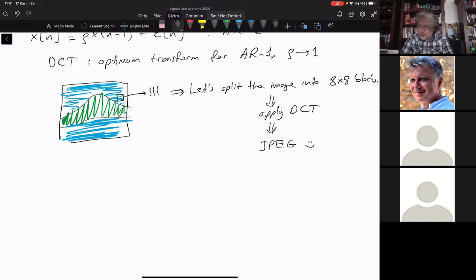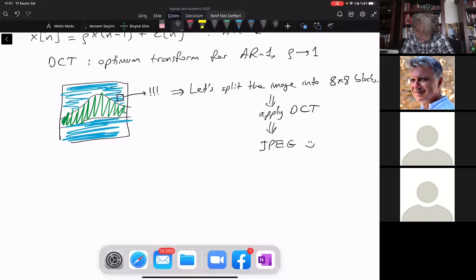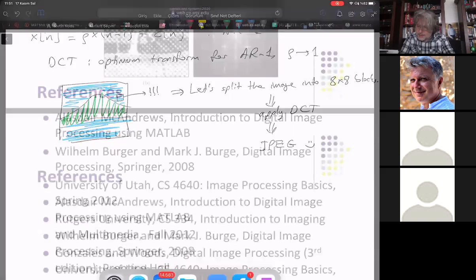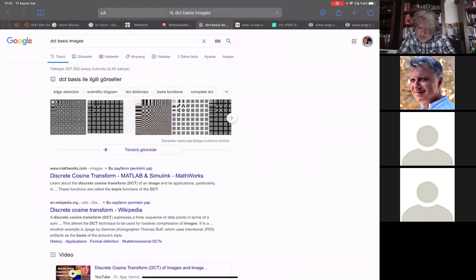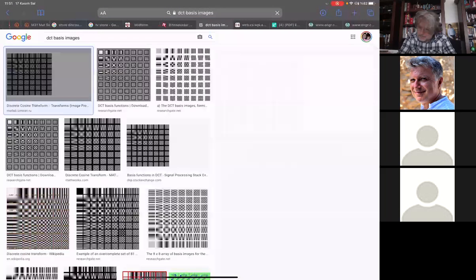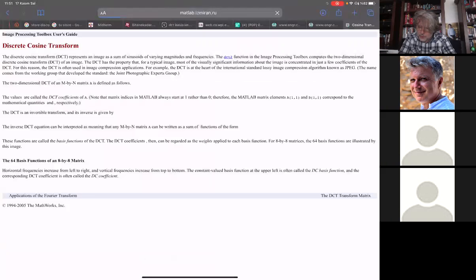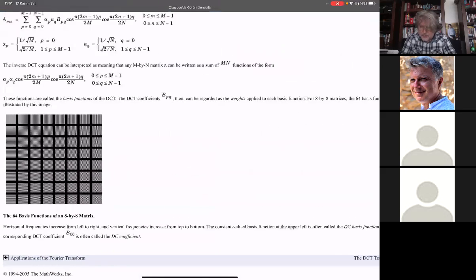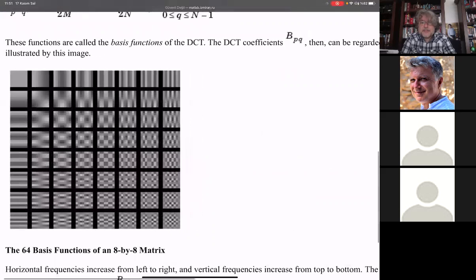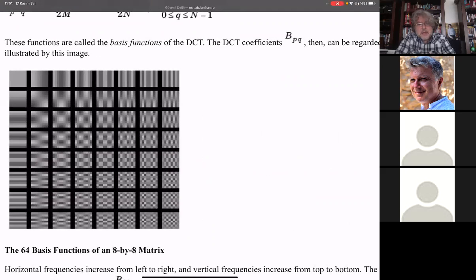But I want you to look at the discrete cosine transform basis images. So I want to show them to you. I think I must have them somewhere. Just let's click on one of them. And I hope it will show. Yes. Now look at these. These are the basis images of 8 by 8 discrete cosine transform.